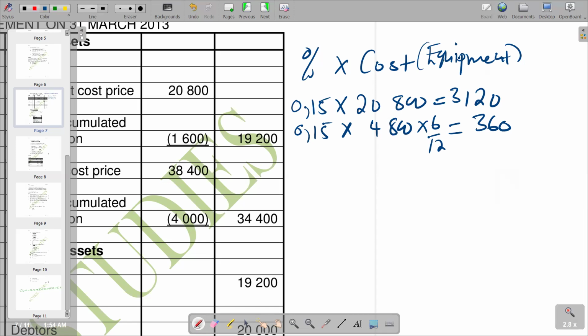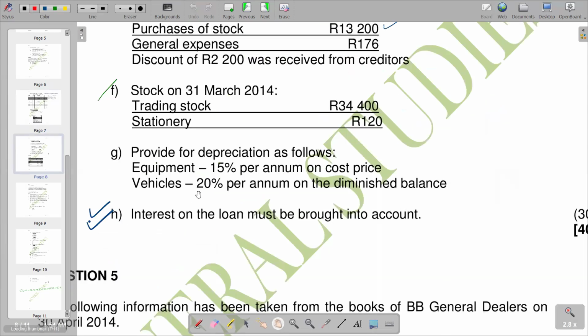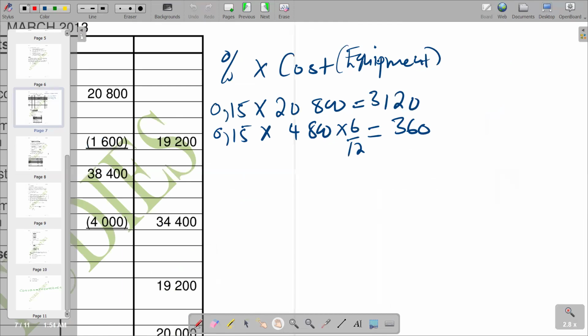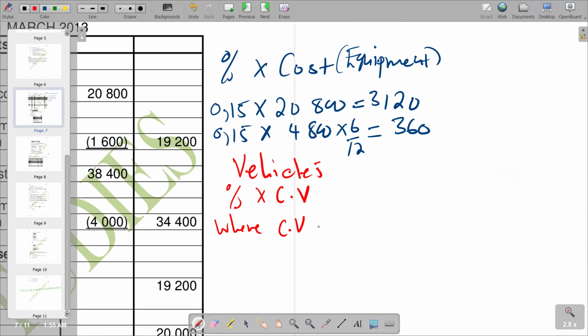Then we also need depreciation on vehicles according to our additional information. We are told that on vehicles, 20% per annum on the diminished balance. So on vehicles, for diminished balance, we say percentage times carrying value. We are saying formula for diminished balance is percentage times carrying value, where carrying value you get by saying cost minus accumulated depreciation.